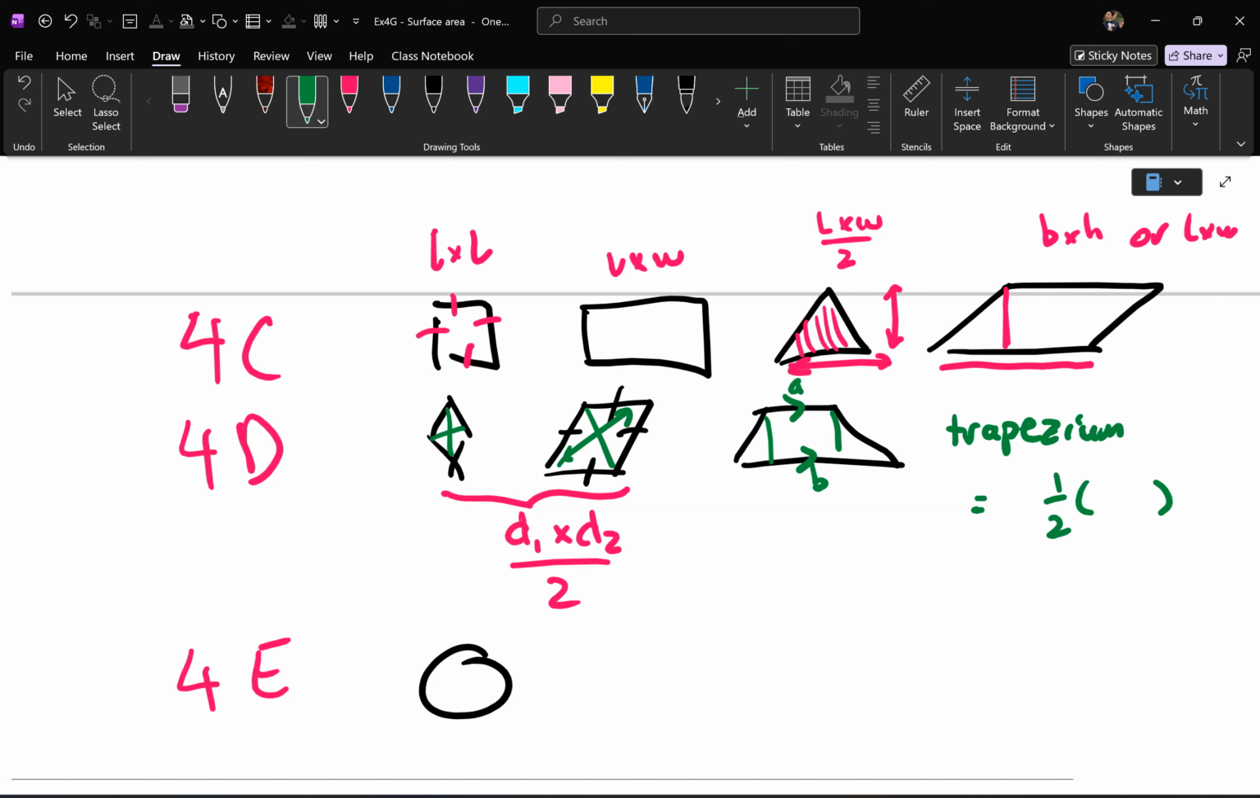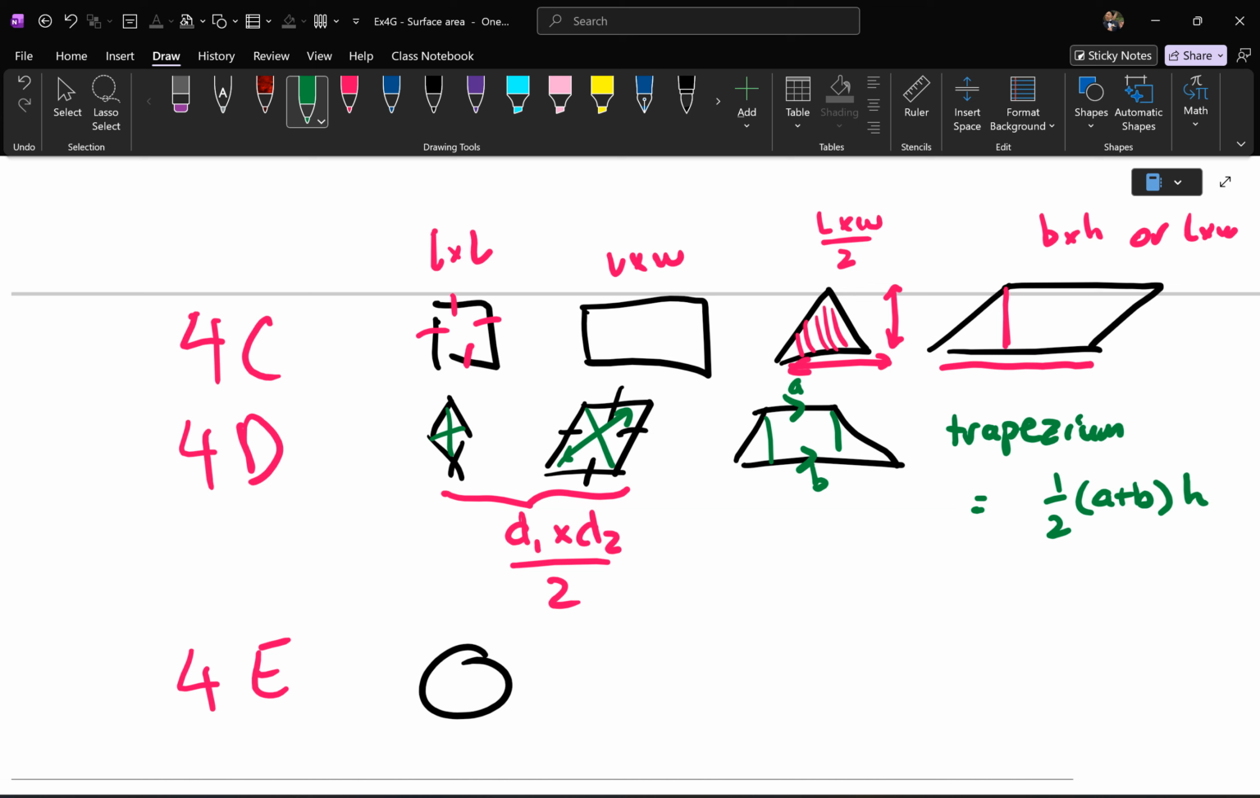Half of what? Kyle? Good. A plus B times height. So height is that vertical distance between A and B. So once you find the 2 parallel lines, add the 2 parallel lines. That's what A plus B means. The distance between them has to be the vertical distance, yeah? 90 degrees, not the slant. So the vertical distance is your height, then you half them. That arguably is the hardest formula to remember, so go back to 4D if you've forgotten how to do them.